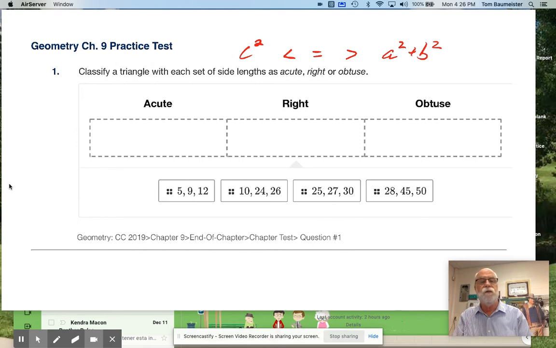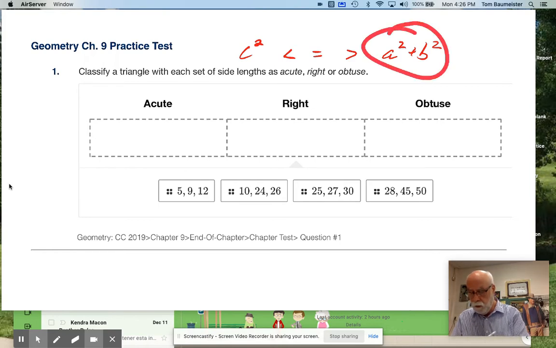Here's the practice test for you. The first one: classify a triangle with each set of side lengths as acute, right, or obtuse. I already put this up here, but if you think about it, you're going to take your c squared, and if it's less, it's acute. If it equals it, it's right, and if it's greater than, it's obtuse. Of course, we're talking about a squared plus b squared.